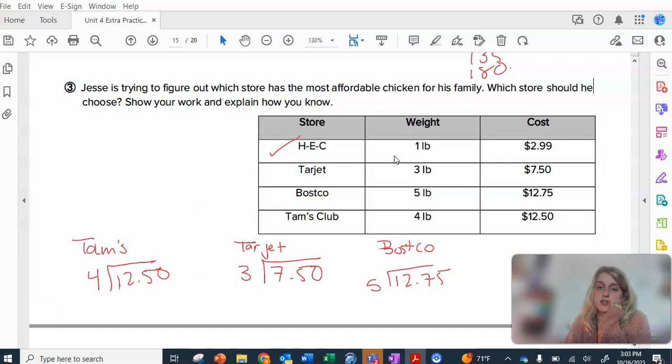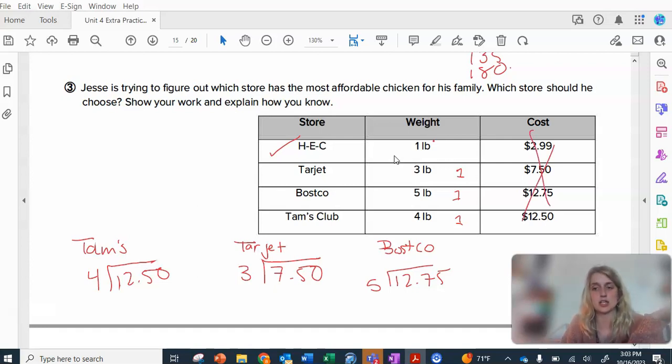When you get all these answers and compare them to HEC, what you're really doing per pound is finding the number for 1 pound, 1 pound, 1 pound. Then you're going to compare all 4 of these. And again, the best deal, the most affordable, is the one that's the smallest price.